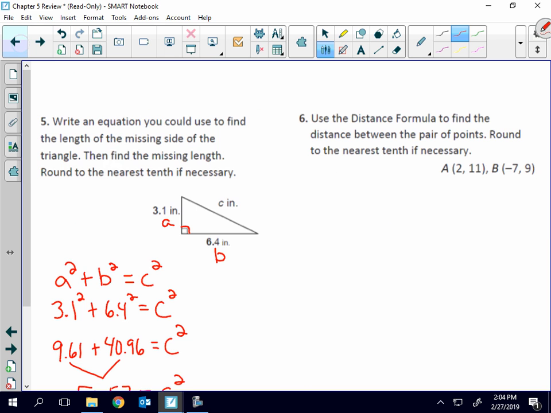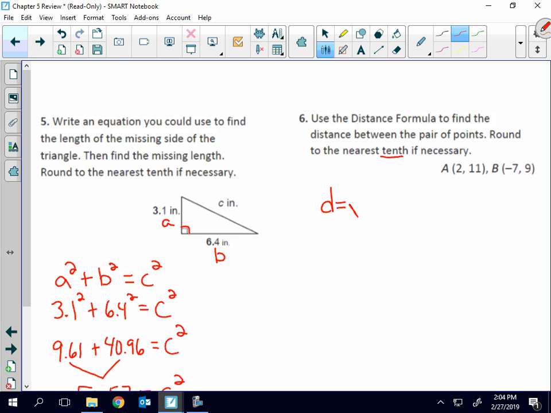Number 6, we went too far. 6 is right here. Use the distance formula to find the distance between the pair of points. Round to the nearest tenth if necessary. You can do this on graph paper if you want. You would plot the points, make a right triangle, and find your hypotenuse. I'm going to use the distance formula though.